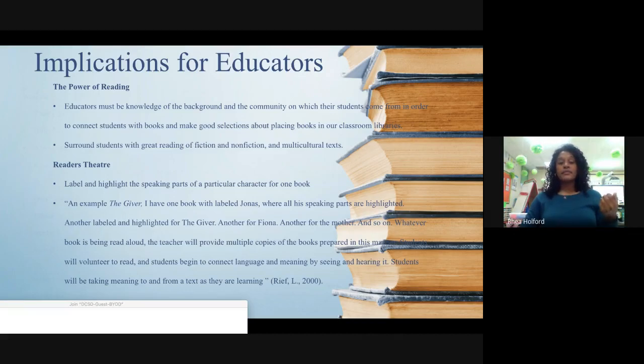I have one book labeled Jonas, which is a character, where all his speaking parts are highlighted, another labeled and highlighted for The Giver, another for Fiona, which was a character in the book The Giver, another for the mother, and so on. So whatever book is being read aloud, the teacher will provide multiple copies of the books prepared in this manner. Students will volunteer to read, and students begin to connect language and meaning by seeing and hearing it. Students will be taking meaning to and from text as they are learning. So I thought this was a great example, Reader's Theater, which is a great strategy and activity.